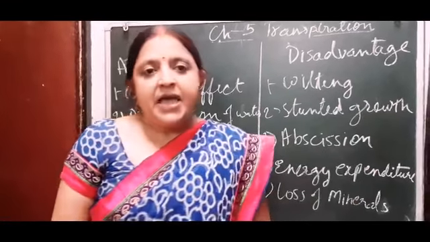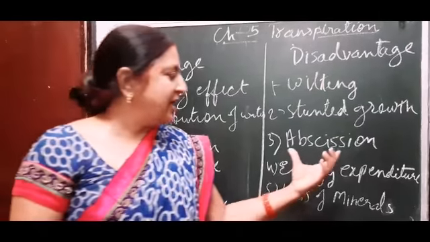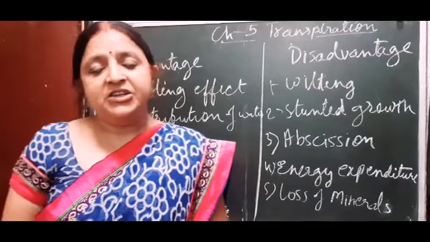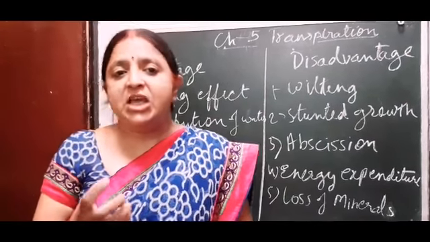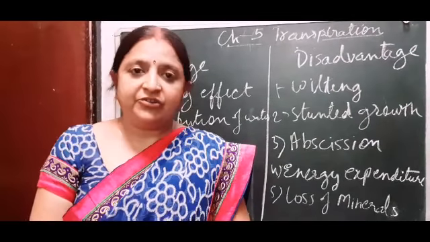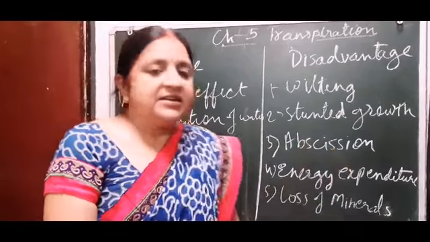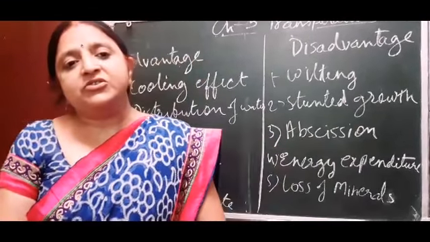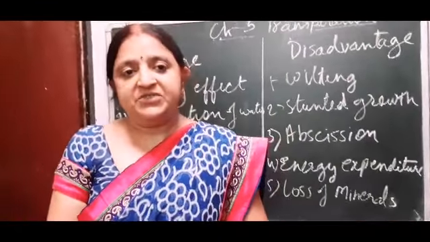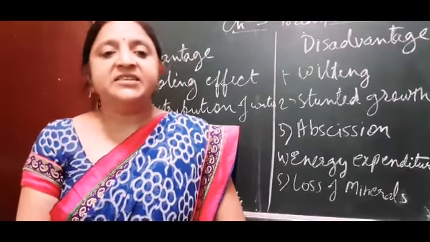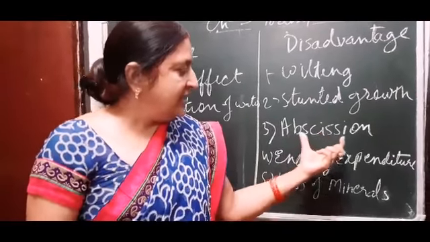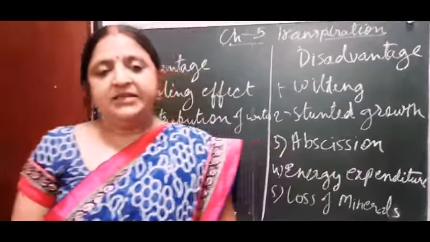Now abscission. Abscission is the condition of the plant when the rate of transpiration is very low in the plant body, and it is because of less water content in the soil. A less rate of transpiration causes the secretion of abscisic acid in the leaves, and this abscisic acid acts as an anti-transpirant, and this anti-transpirant causes abscission in the leaves.